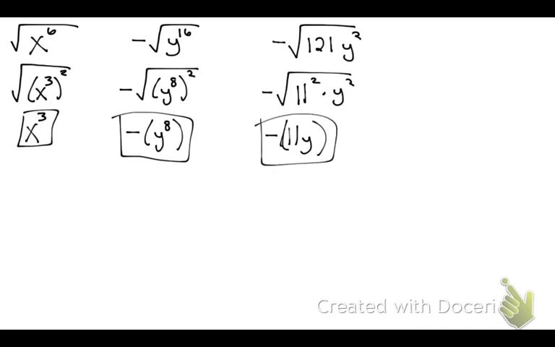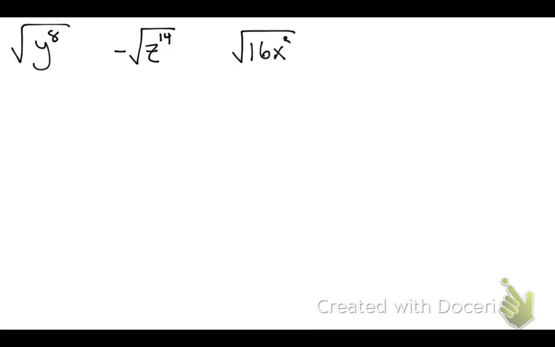Why don't you practice a couple? The first one is the square root of y to the 8th. The second one is the negative square root of z to the 14th. The third one is the positive square root of 16x squared. And finally, the negative square root of 81y squared. Hit pause and try it yourself.